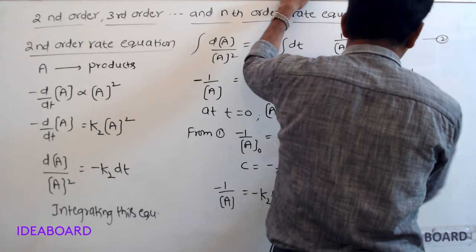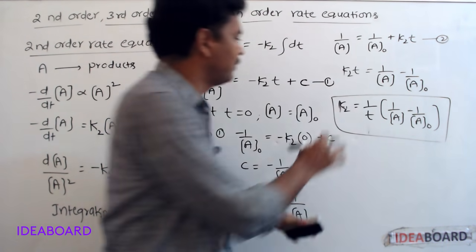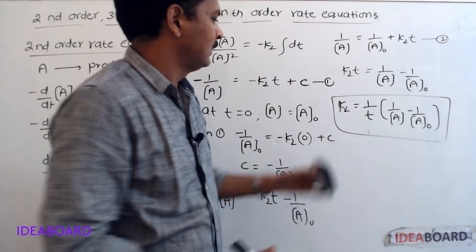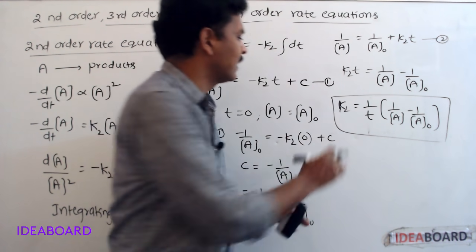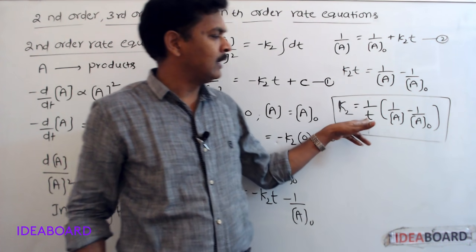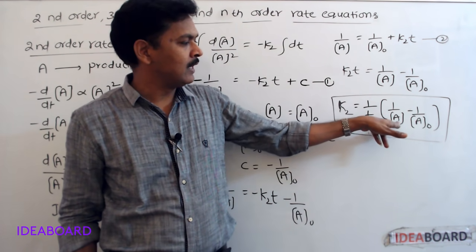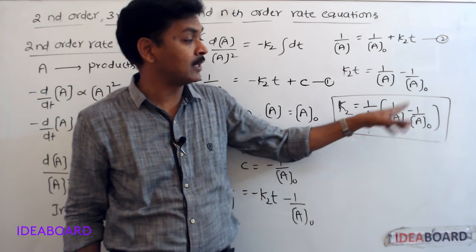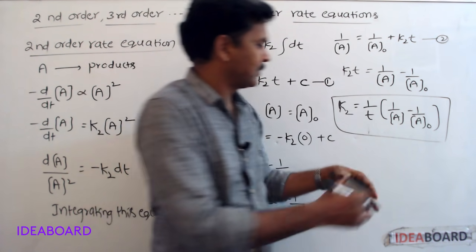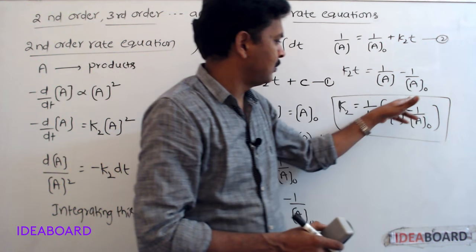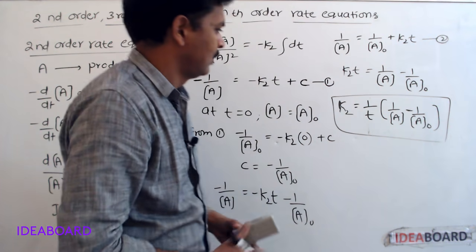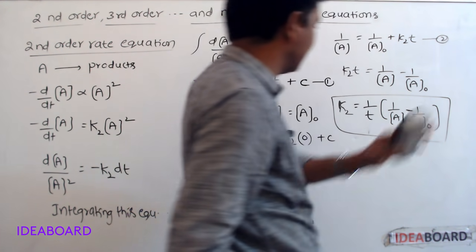K2 is equal to 1 by T into 1 by A minus 1 by A naught. This K2 is the second order reaction rate constant. This T is time. This A is the concentration of reactant after some time. Minus 1 by this A naught, the initial concentration of reactants. So this is the integrated rate equation for second order reactions.